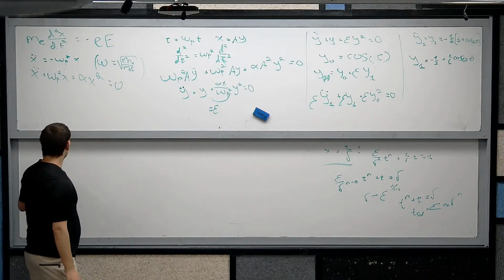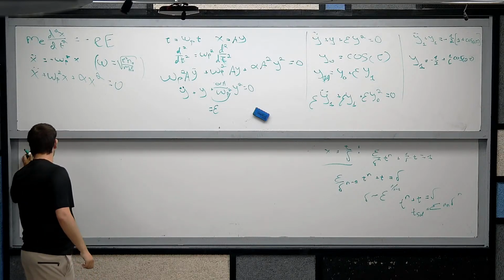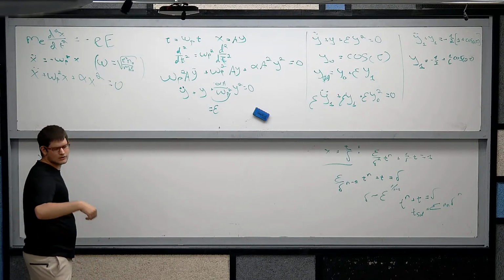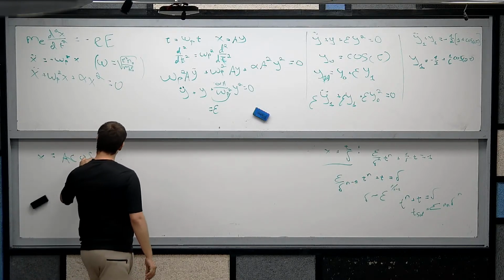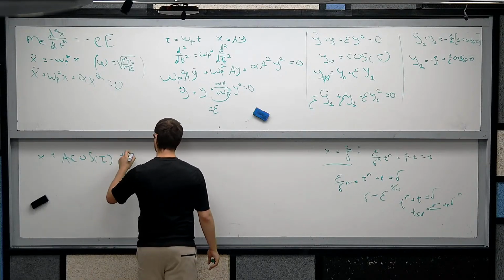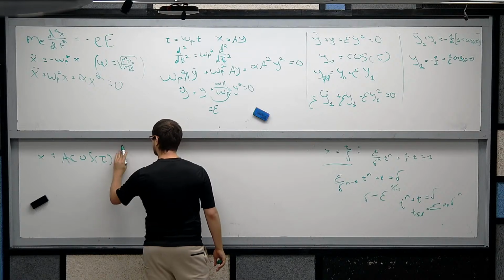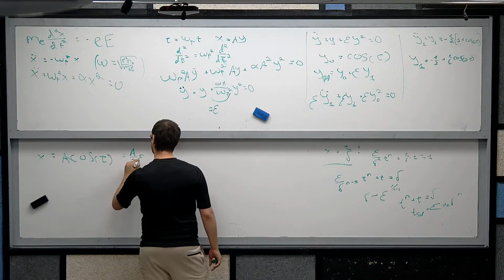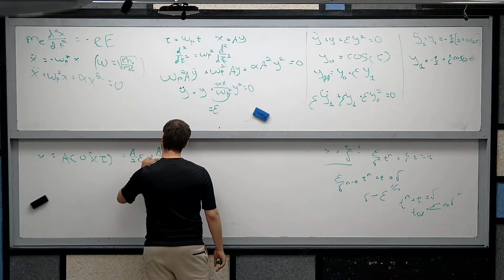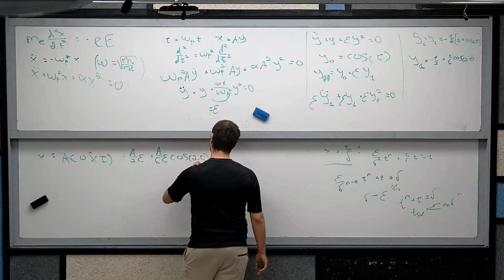So let's finish by writing y. The solution of y is just, okay, let's write that x solution because it's just multiplying by A. That is just A cosine tau plus, let's say, minus a half A epsilon plus A divided by 6 epsilon cosine of 2 tau.